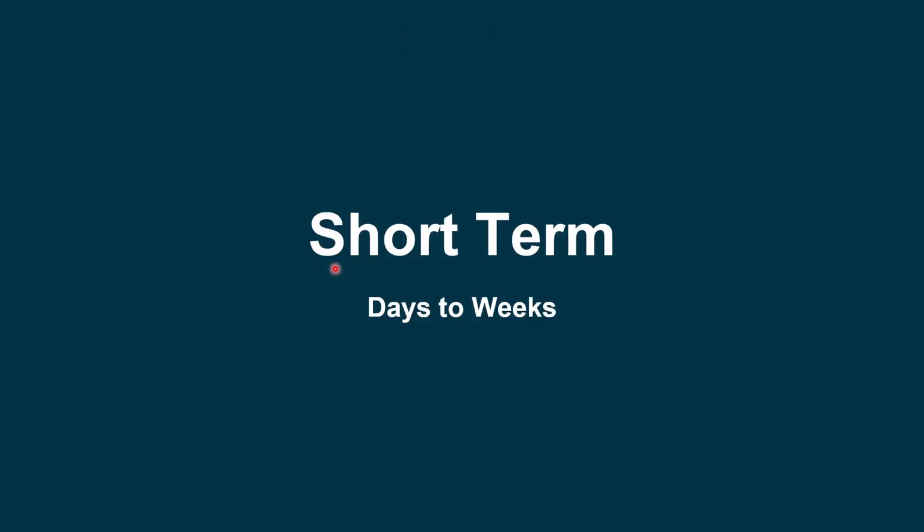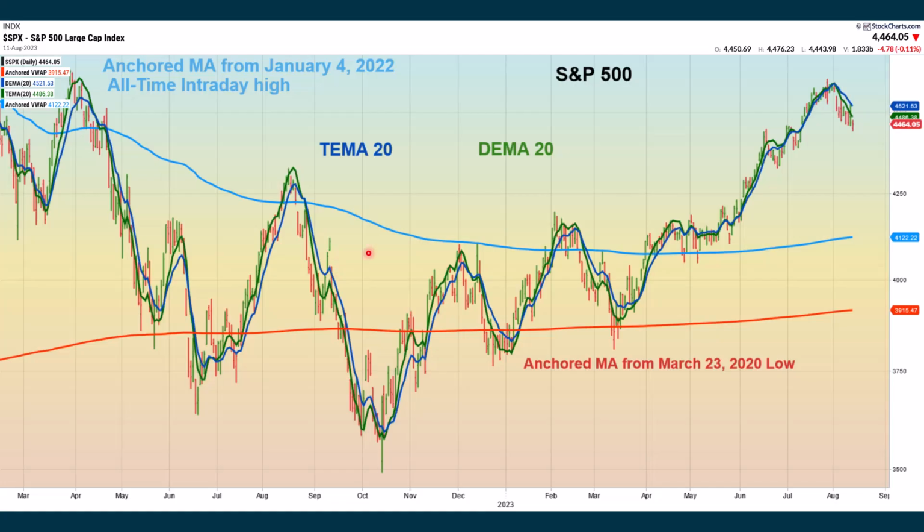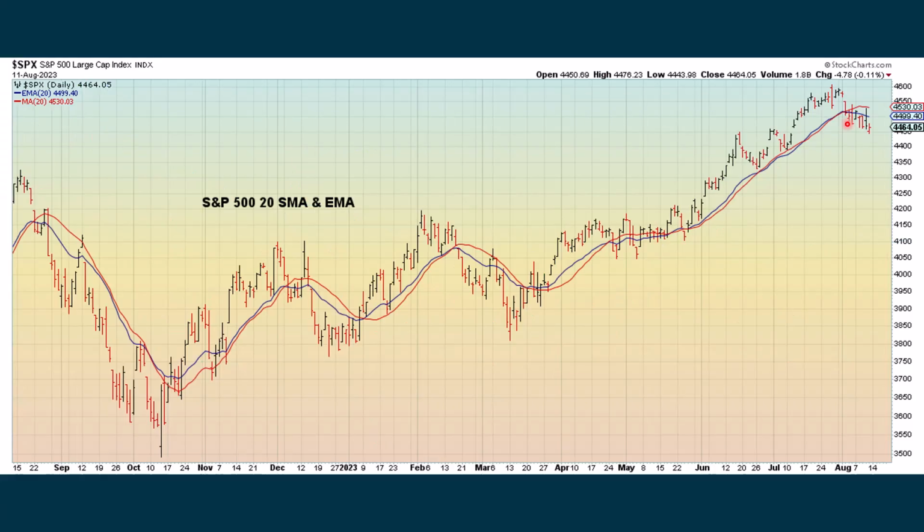We have some short-term charts to go through. This chart shows a 20-period double and triple exponential moving average study. We dropped below this and we're starting to come back down. This was our first line of defense. When these are coming back down, that means in the short term we're turning more negative. We also keep an eye on a regular 20-period simple and exponential moving average. We're also dropping below this, and both the lines are starting to roll over.